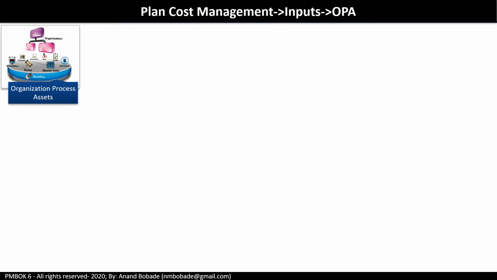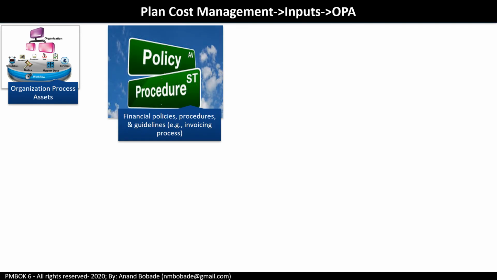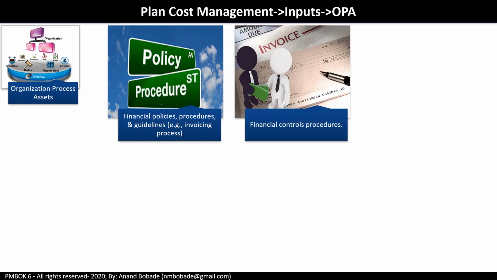Cost planning will use input from organizational process assets, OPA, like policies, procedures, and guidelines, especially for cost estimation and budgeting. Every organization will have its cost related policies, so those should be used on the project while you are planning. An organization's financial control procedure, for example, the accounting code to be used to track the expenses on the project.